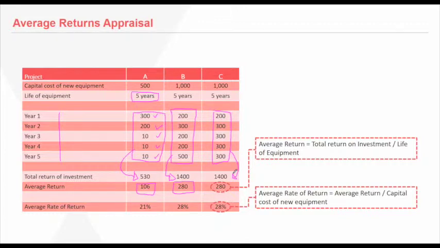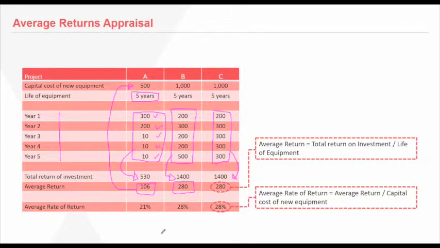What this average return number allows us to do is get what is called an average rate of return. And we divide our average return, so what we get in per year on average, by the capital cost of our equipment. So in the instance of project A, we would be dividing 106 by 500 and thinking of that in percentage terms, and we would get 21% as our average rate of return on the project.